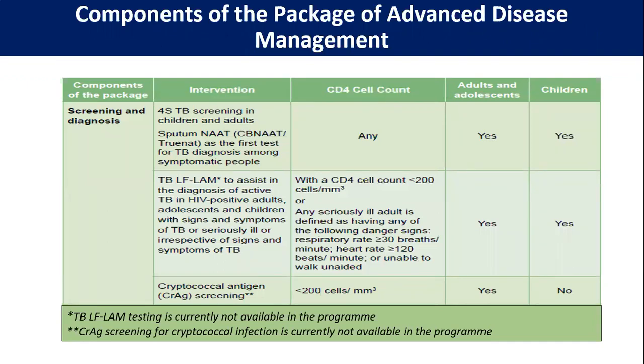As we all know, all people visiting the ART center are subjected to four-symptom screening of tuberculosis. If found positive, then we go for CBNAAT or TB-LAM. Although TB-LAM is not there in the program, it is done when the CD4 count is less than 200 cells, and is done in adults, adolescents and children. And the cryptococcal antigen screening, though not there in our program, we are supposed to do it when the CD4 count is less than 200 cells for adults and adolescents, but it is not advised in children because the chances of cryptococcal antigen positivity are less in children.